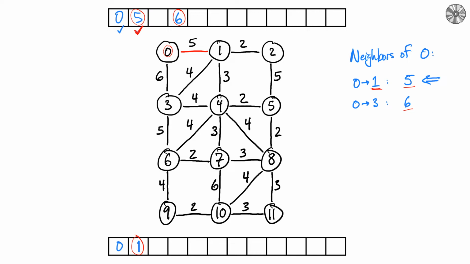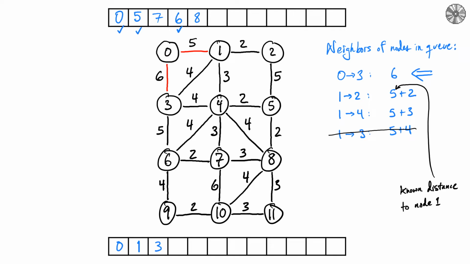And now we can process all of the estimated distances, not only from node 0, which we have a known distance to, but also from node 1. So if we add the estimated distances from node 1 as well as node 0, now we have node 0 connecting to node 3 with that same distance 6. Now node 1 connects to 2, 4, and 3, with distance 2, 3, and 4. And so we add the existing distance 5 to node 1, and then each additional distance.